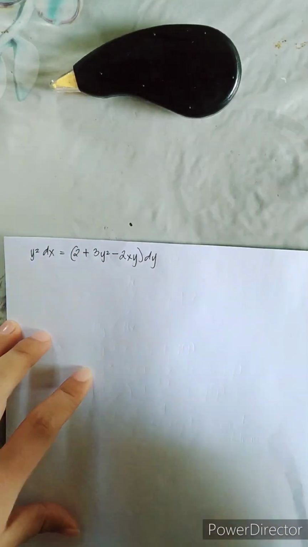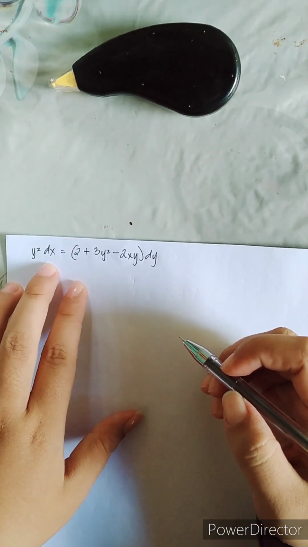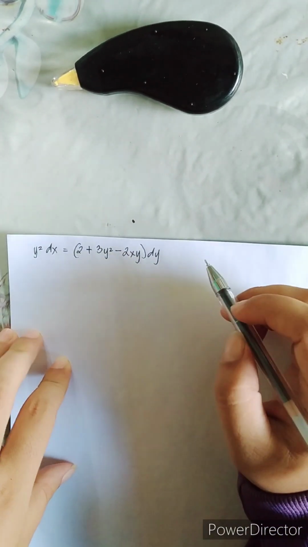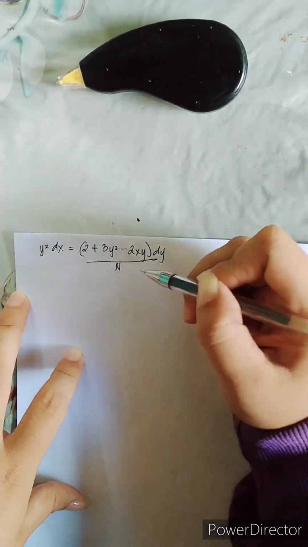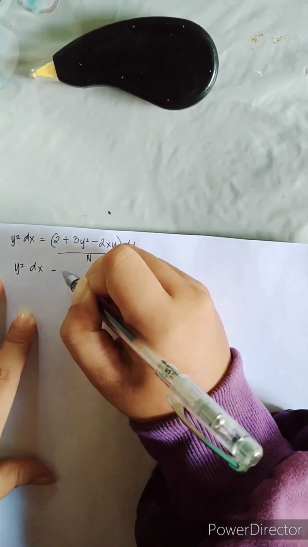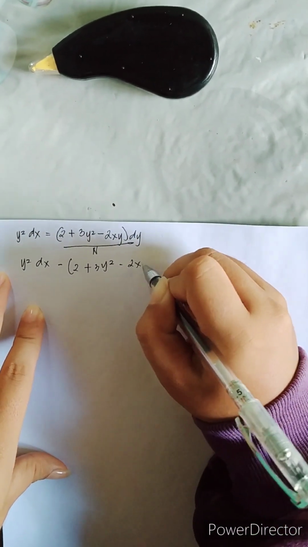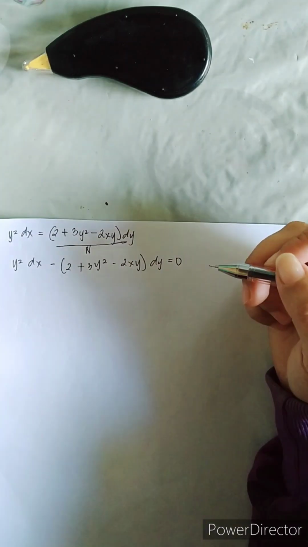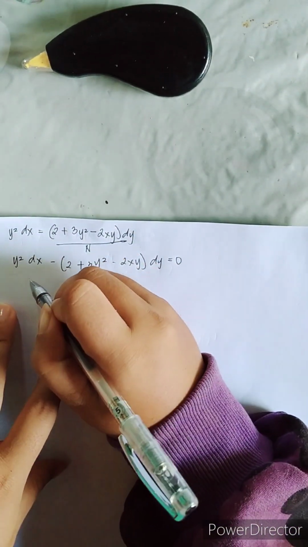Now let's proceed to the second example. Y squared dx is equal to 2 plus 3y squared minus 2xy dy. Let's transpose first our N term to the left side. Y squared dx minus 2 plus 3y squared minus 2xy dy equals 0. Then, get the partial derivative of the M and the N term.